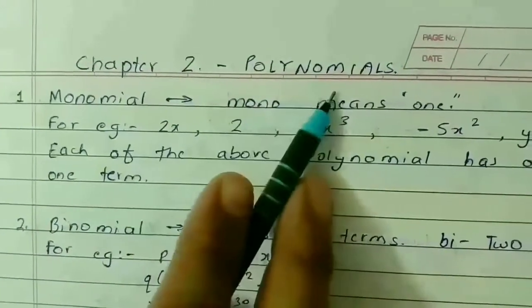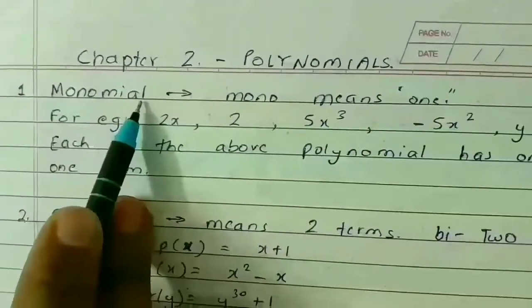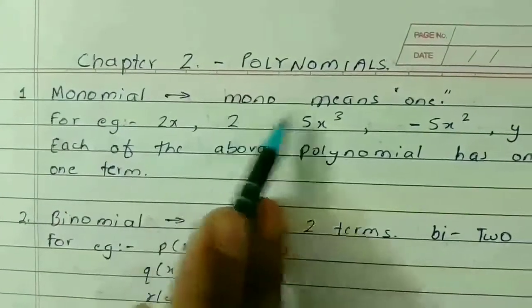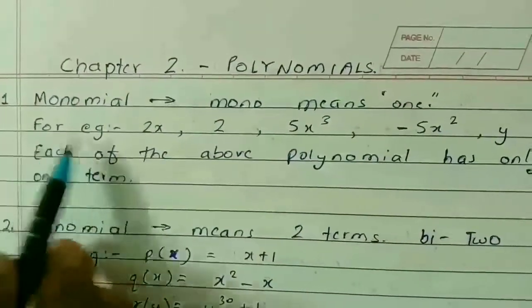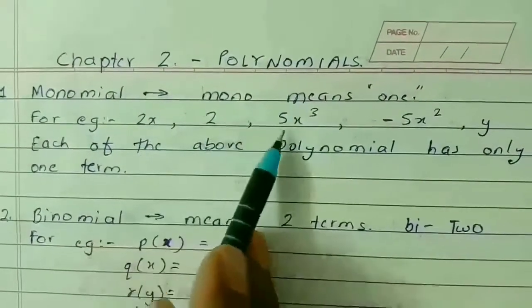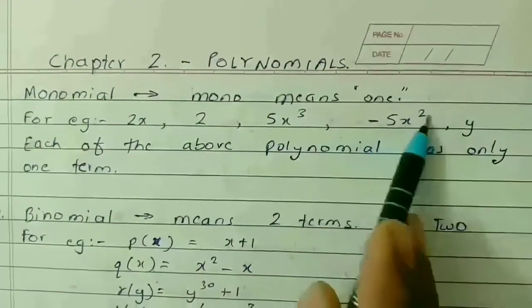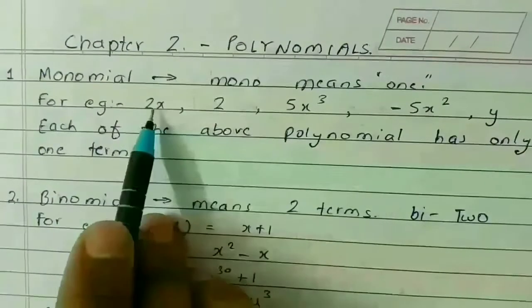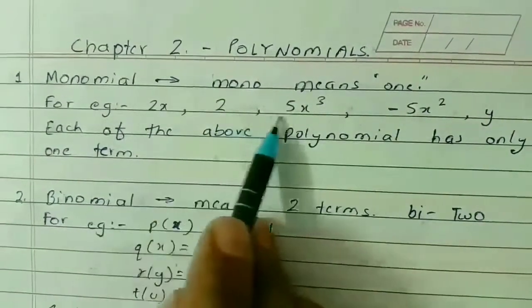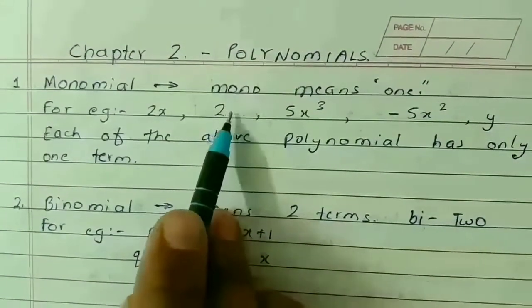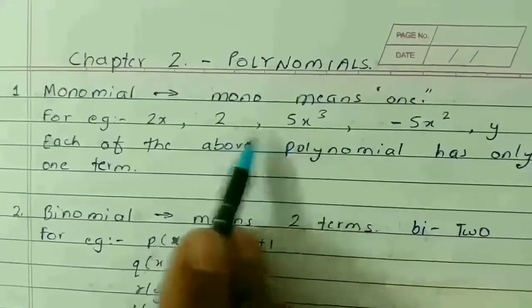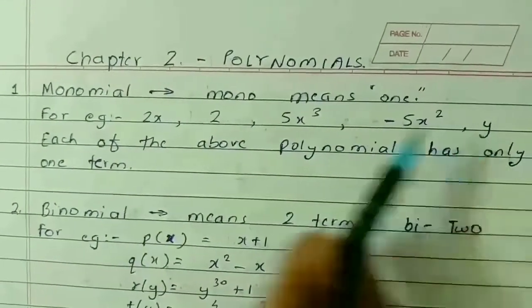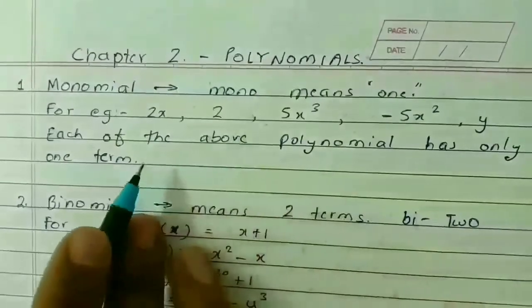Chapter 2 is polynomials. What is a monomial? Mono means 1. Take examples like 2x, 2, 5x cube, minus 5x square y. There is only one term. See, for x, where nothing is written, that means 1. Here x, here y. Only one variable is there.